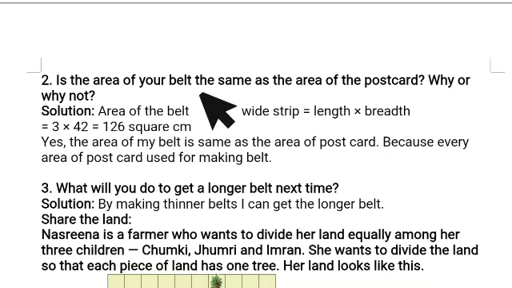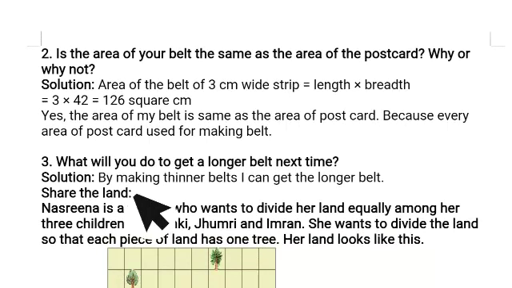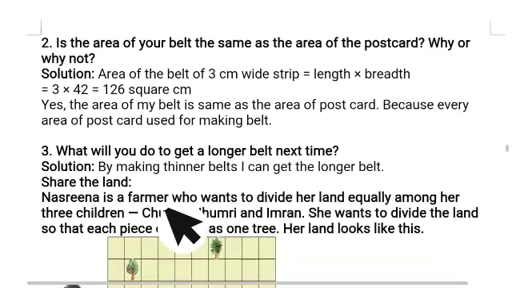Is the area of your belt the same as the area of the postcard? Why or why not? The area of the belt of a 3 centimeter wide strip is length into breadth. Length is 3 and breadth is 42, and the total area is 126, because the formula for area is length into breadth. What will you do to get a longer belt next time? By making thinner belts, I can get a longer belt.